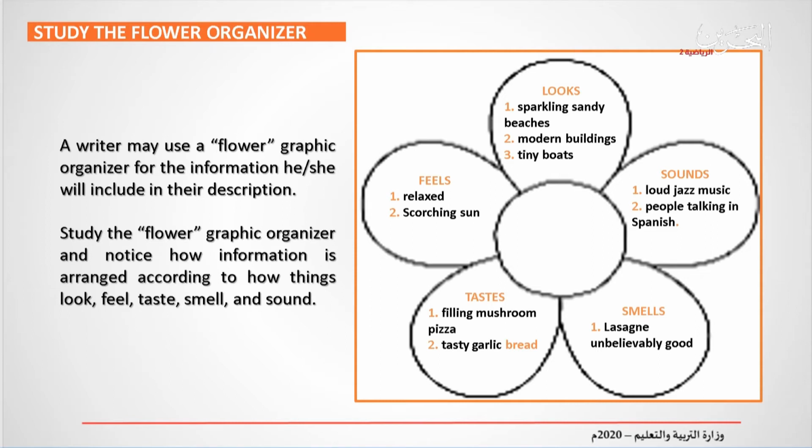So let's look at the flower. We have 5 sections, of course. Looks: sparkling sandy beaches, modern buildings, tiny boats. Feels: relaxed, scorching sun. Tastes: filling mushroom pizza, tasty garlic bread. Smells: lasagna, unbelievably good. Sounds: loud jazz music, people talking in Spanish. Let's move on.